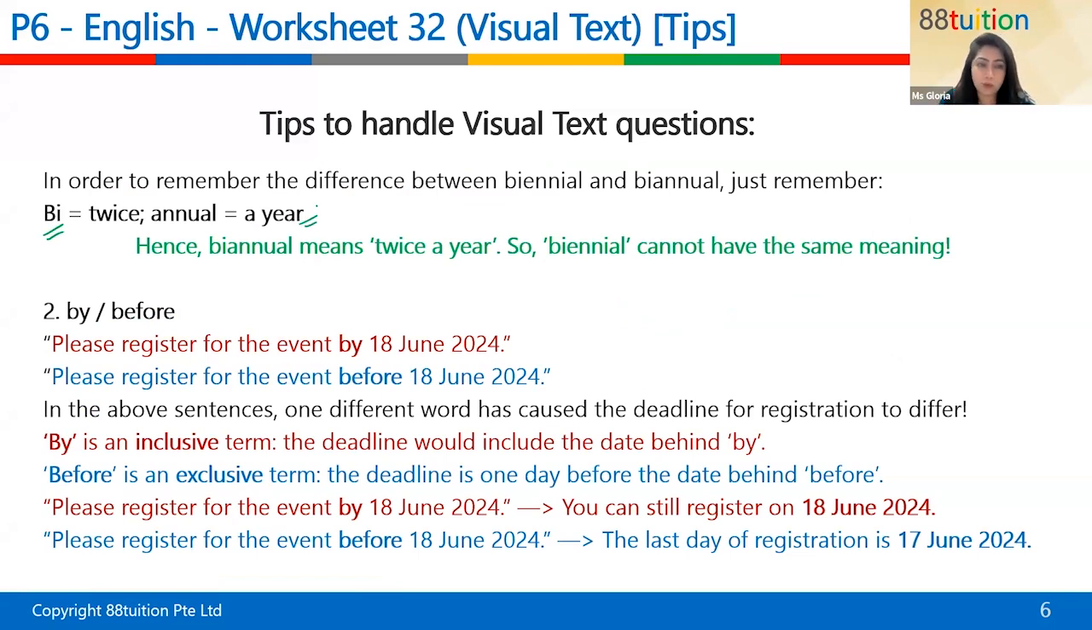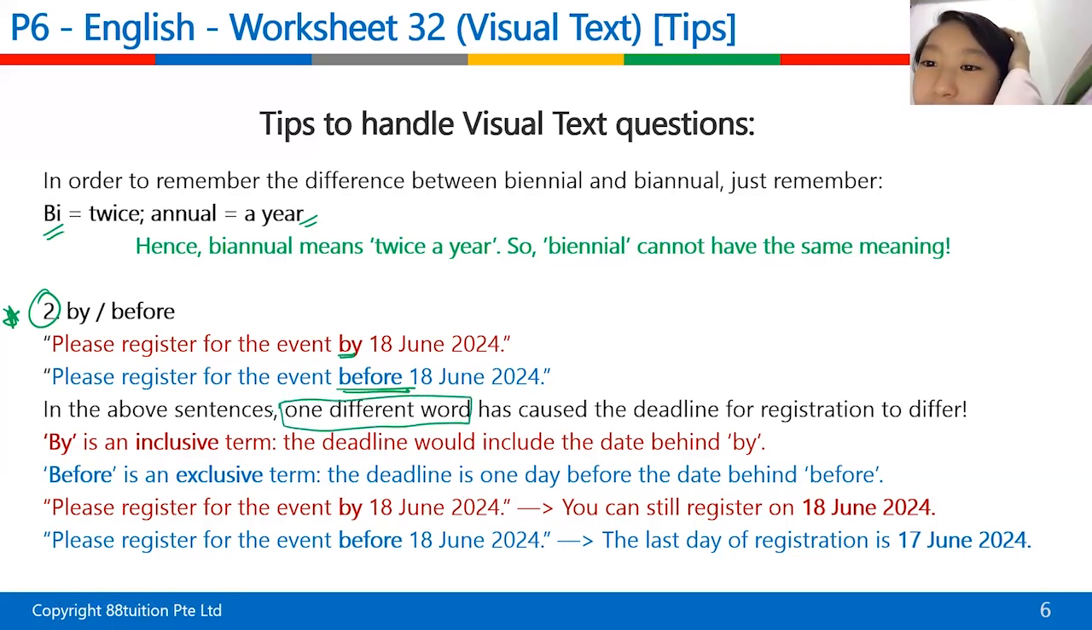And then also, could you read the number 2, by and before? By and before. Please register for the event by 18 June 2024. Please register for the event before 18 June 2024. In the above sentences, one different word has caused the deadline for registration to differ. By is an inclusive term. The deadline would include the date behind by. Before is an exclusive term. The deadline is one day before the date behind before.